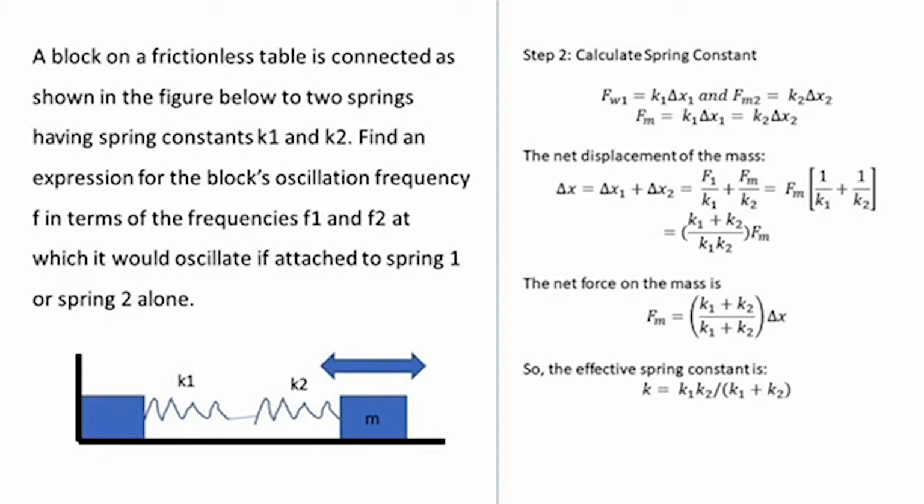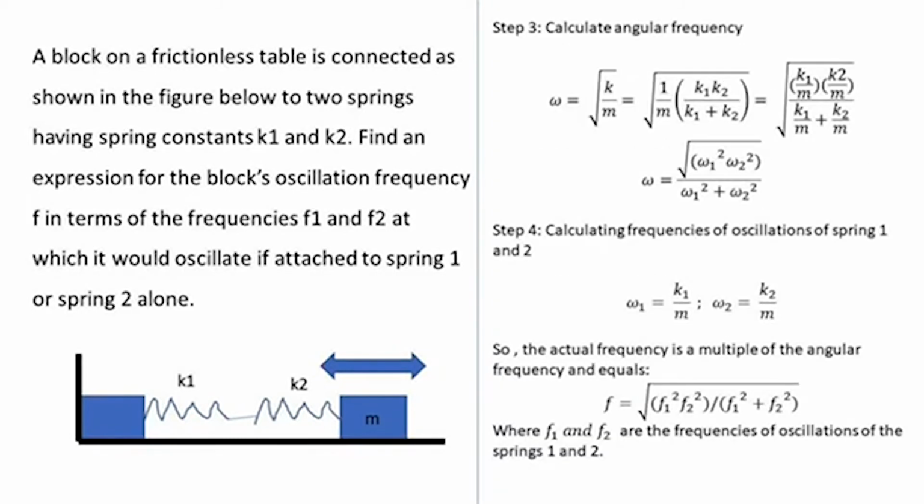So this is how you find the net displacement of the mass, just substituting in different values that are equal, and then you find the net force on the mass. And then from those two equations, you can put them together so that you can find the total effective spring constant. Then we can relate everything that we know to calculate an angular velocity.